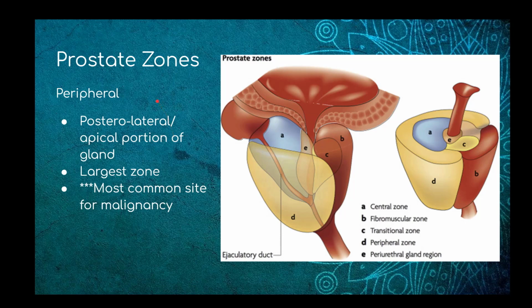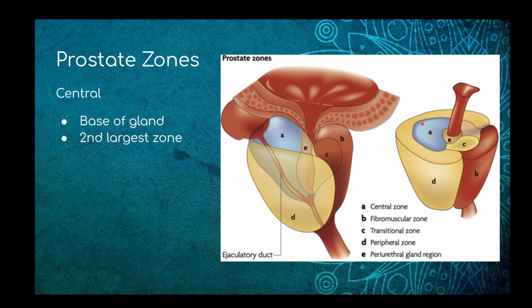So let's start with the peripheral zone. The peripheral zone is the largest, and it's on the posterior and lateral side. So the peripheral zone is this D, and you can see that it wraps around, so it's on the lateral sides, and then it's also on the posterior side, and it's the largest area. So know that it's the largest, know where it sits, and then also know that this is the most common spot for cancers of the prostate to show up.